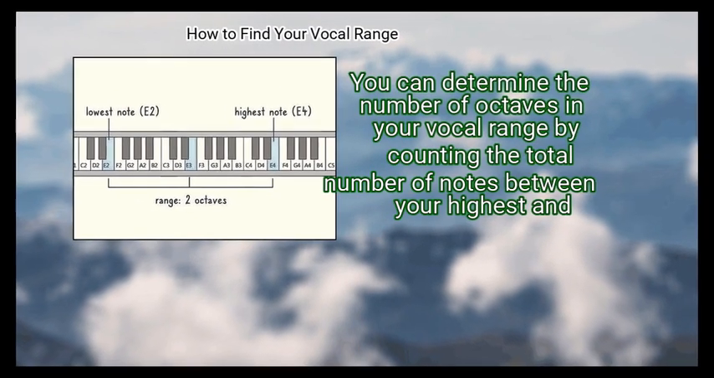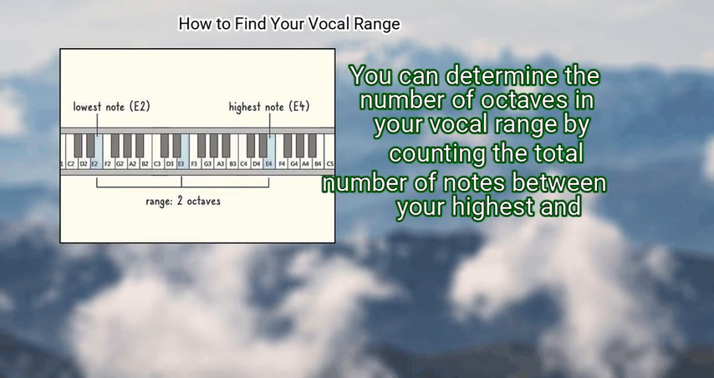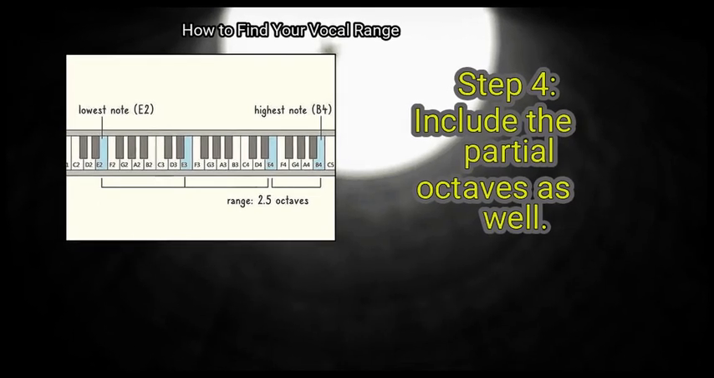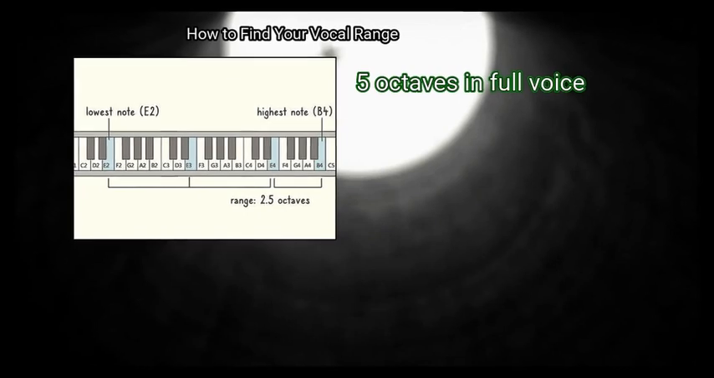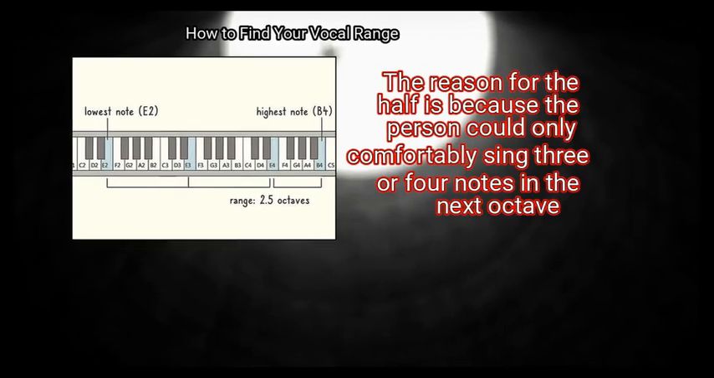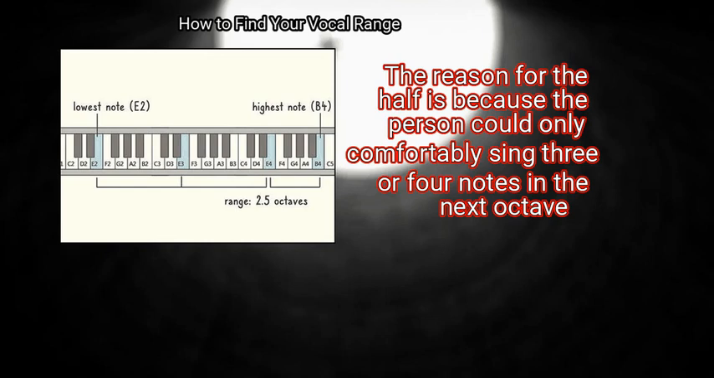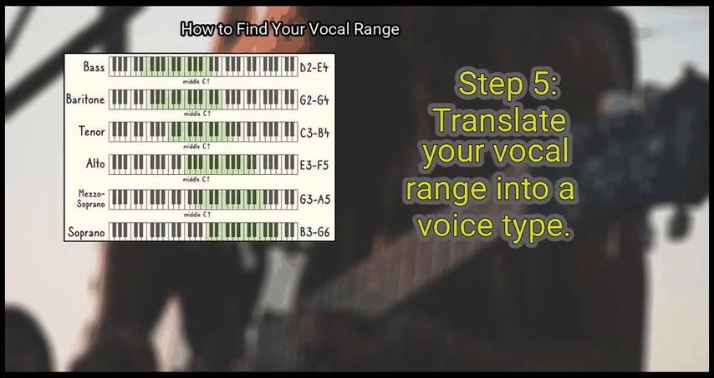You can determine the number of octaves in your vocal range by counting the total number of notes between your highest and lowest. Step 4. Include the partial octaves as well. It's normal for someone to have a range of 1.5 octaves in full voice. The reason for the half is because the person could only comfortably sing 3 or 4 notes in the next octave. Finally, translate your vocal range into a voice type.